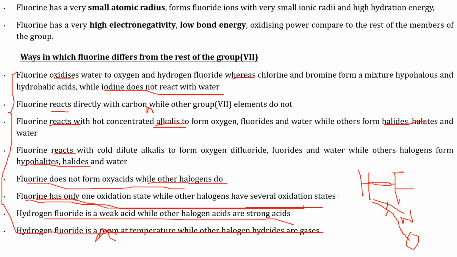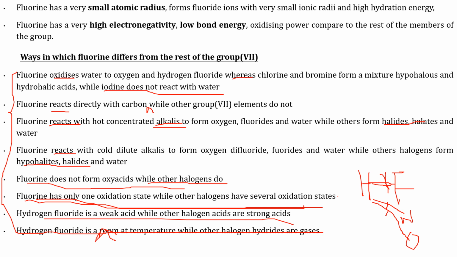And the reason for that is this hydrogen bonding. So everything comes back to bonding. The other ones are gases because their bonds can easily be broken. But this one, since it has strong hydrogen bonds, they cannot easily be overcome. So at room temperature, it's going to exist as a liquid.